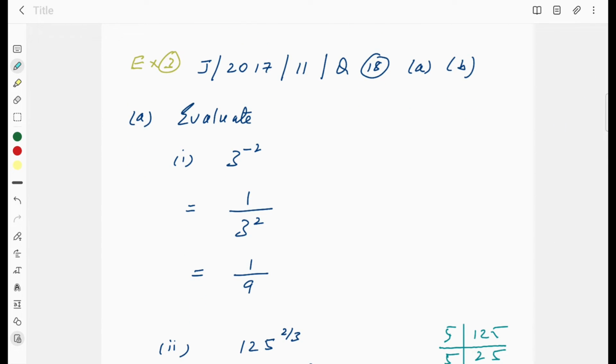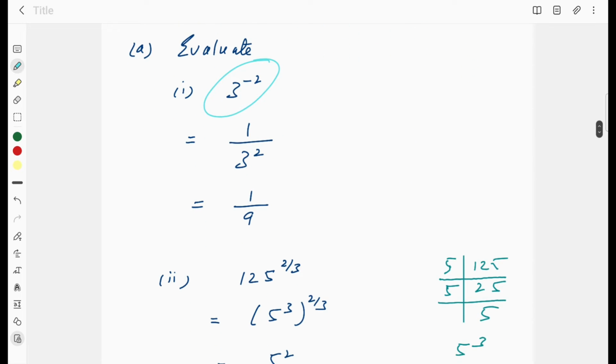Example number 3, June 2017, paper 1-1, question number 18, A and B. Evaluate. Evaluate is find the value. You have to find the value after simplification of 3 raised to the power minus 2. So get rid of this negative sign, bring it in the denominator, and this will become 1 over 3 raised to the power 2, which will be 1 over 9.